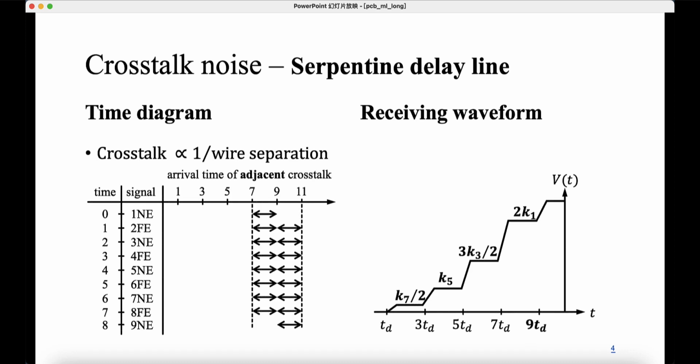We illustrate the corresponding time diagram of the crosstalk due to the adjacent coupling in the serpentine delay line in the figure on the left and the corresponding receiving waveform in the figure on the right. As shown in the time diagram, the main signal induces 8 adjacent crosstalk pulses before its arrival. These pulses simultaneously arrive at the receiving end at time 7Td and are superposed as a large wave of magnitude 2K1. This accumulation may exceed the threshold of logic switching at the receiving end before the main signal's arrival, leading to a speed-up effect on the wire.